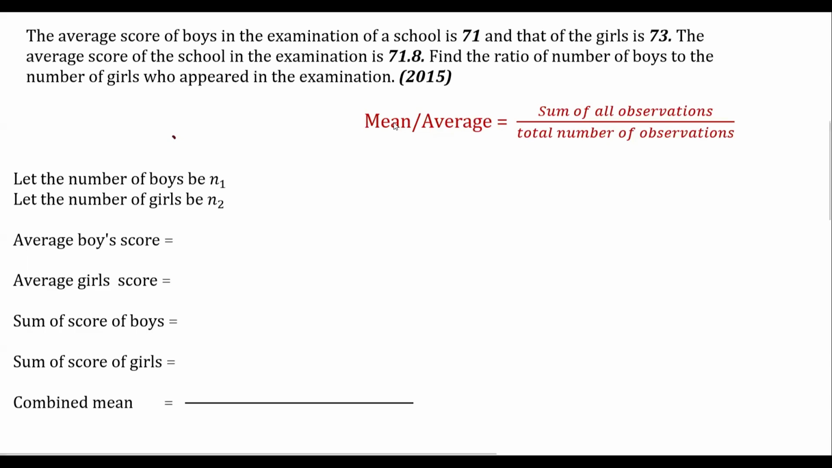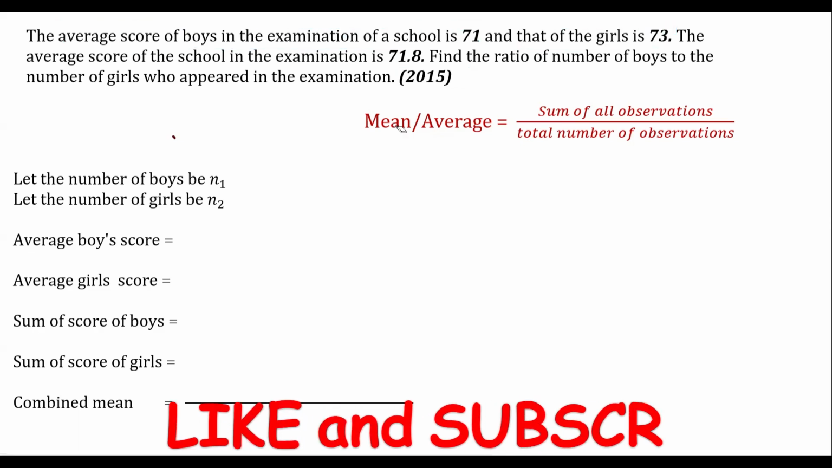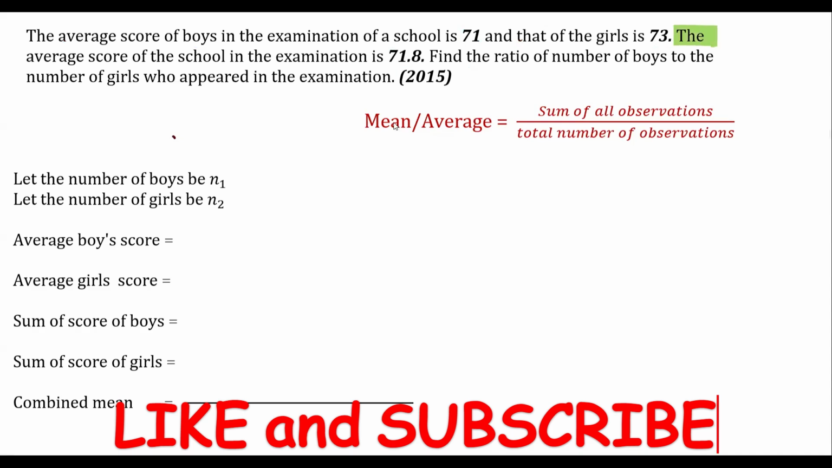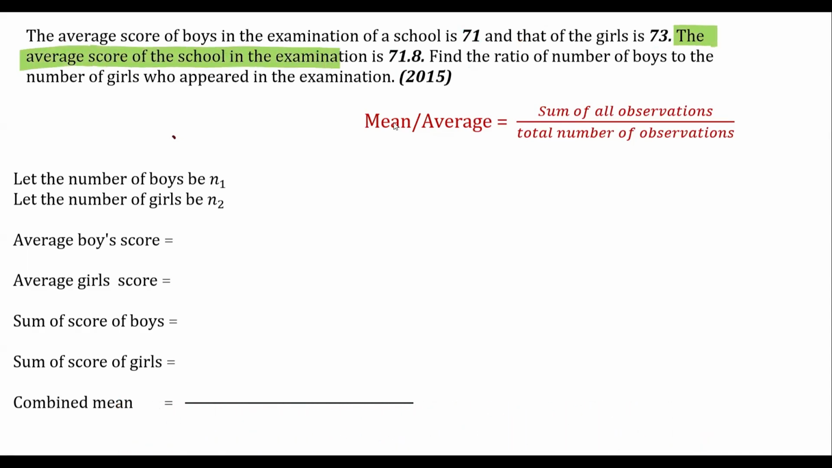The next question is from the mean. This was asked in 2015 in the board exam. The question says the average score of boys in the examination is 71 and that of the girls is 73. Girls are always ahead in scoring. The average score of the school in the examination is the total score, which means the average of the boys and girls. That average always lies between the maximum and the minimum. It has to be between these two.